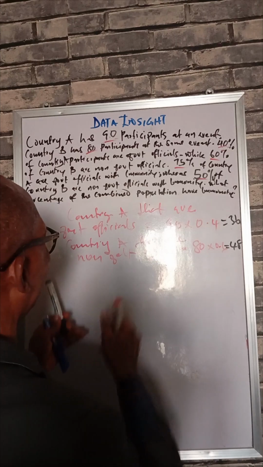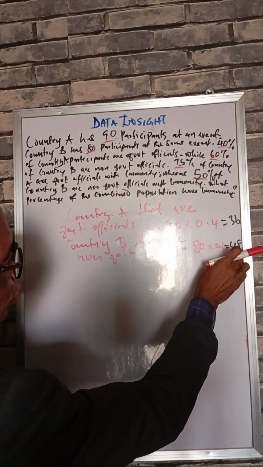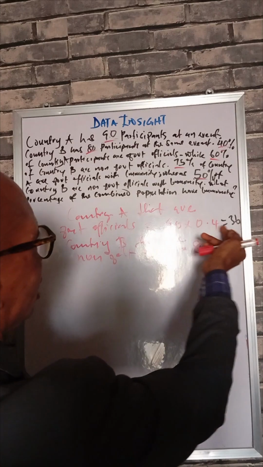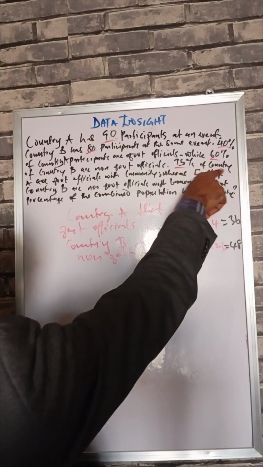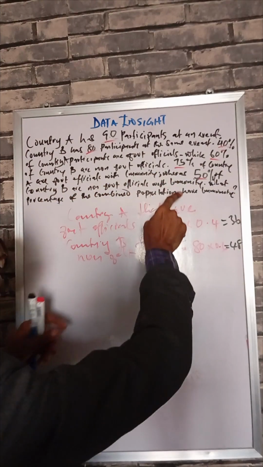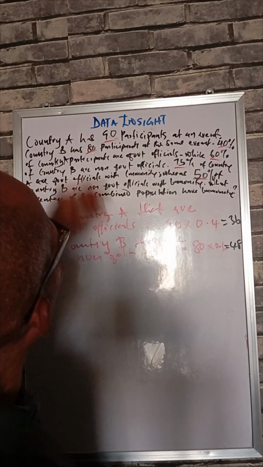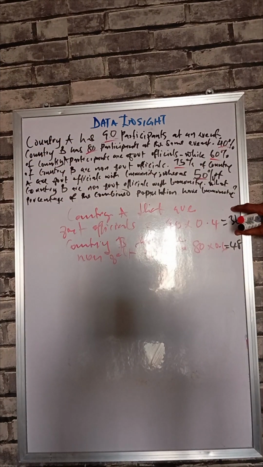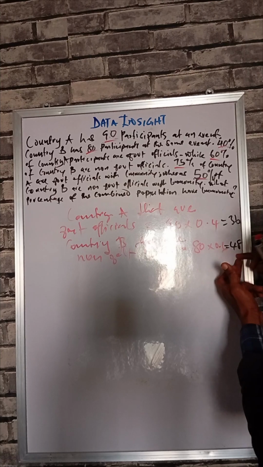Country B that are non-government officials is 48. Of course, you know that 6 times 8 is 48, and then here is 36. So we move further. Moving further, we are told that 75% of country A are government officials with immunity. So we are not moving back here to find 75% of this. We are just going to find 75% of what we have obtained here, because these are already government officials. So of course we don't work with this anymore. We work straight with this to find 75% of this, and then we also work to find 50% of this.